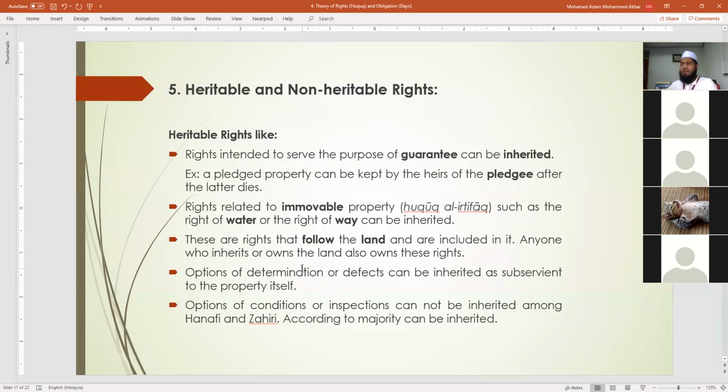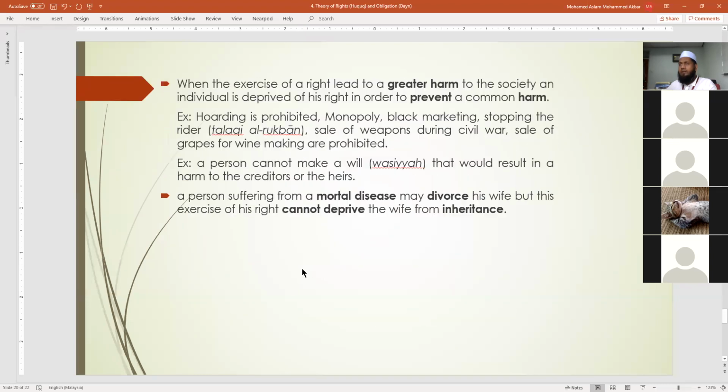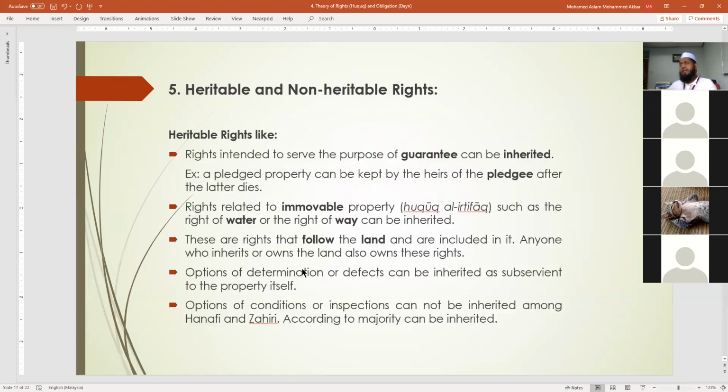Okay, I think this is the last one, heritable, and then we will talk about misuse and abuse. This is the last classification, called heritable, non-heritable. The same examples can come. Are there any rights that can be inherited? Rights intended to serve the purpose of guarantee can be inherited. Example, a pledged property can be kept by the heirs of the pledgee after the latter dies.